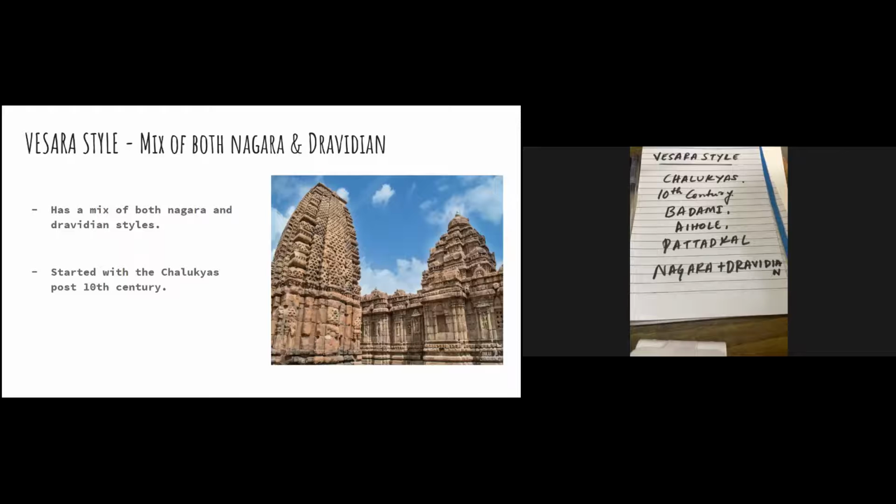Okay. So go ahead, kids. You can just make a note of the same. It's known as Chalukyas, not Chalukayas. It's Chalukyas. That is the name of the kingdom. That was the name of the kingdom from where this particular style of architecture originated.